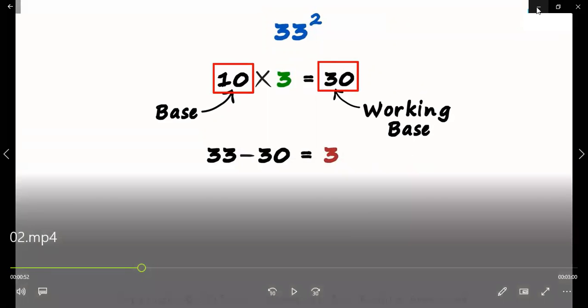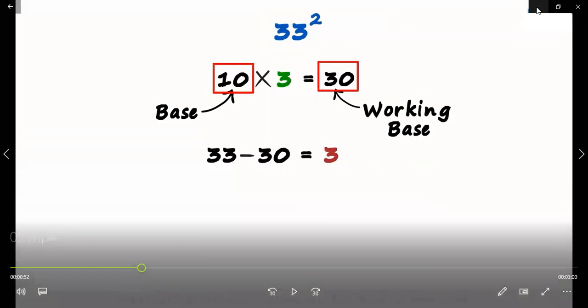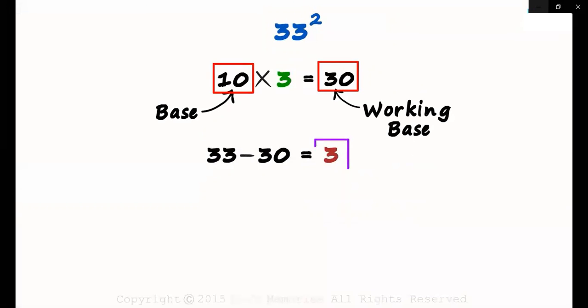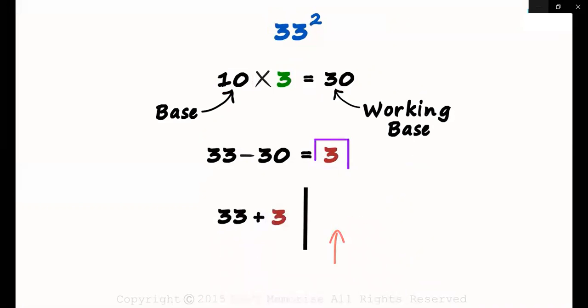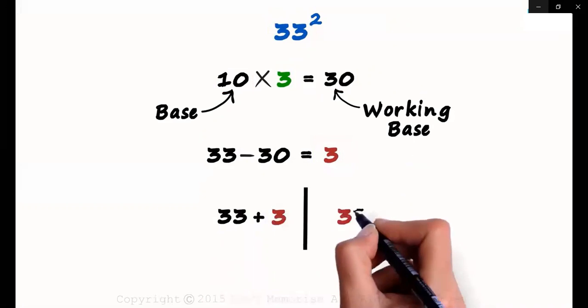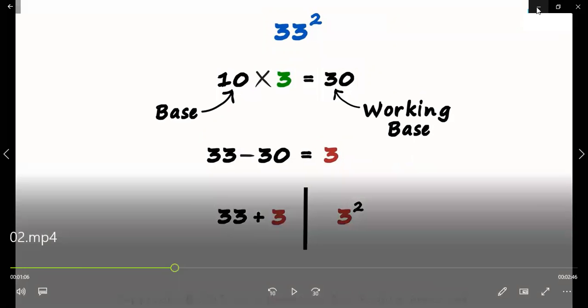Now, second step, find the difference between the number and the working base. 33 minus 30 gives us 3. Now, third step, partition. On the left hand side, we always write the sum of the number and the difference, that is 33 plus 3. On the right hand side, we write the square of the difference, that is 9.